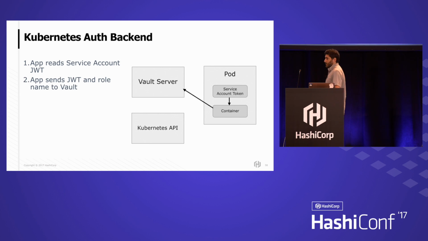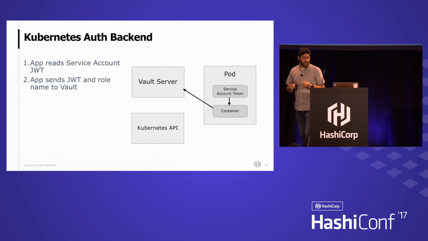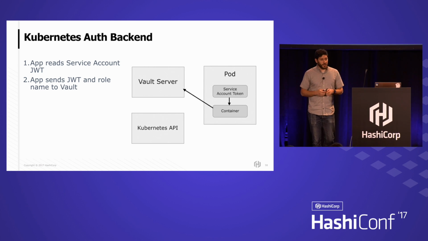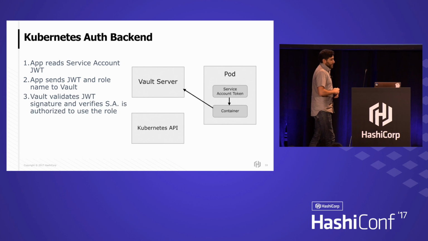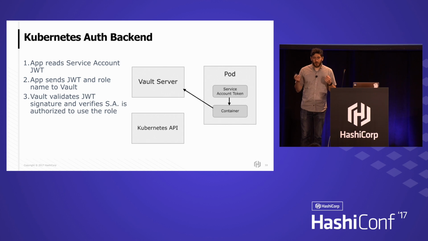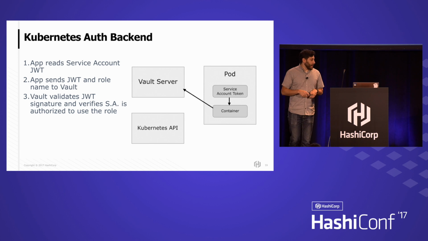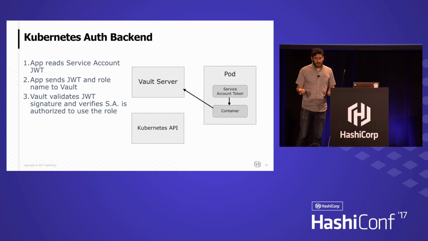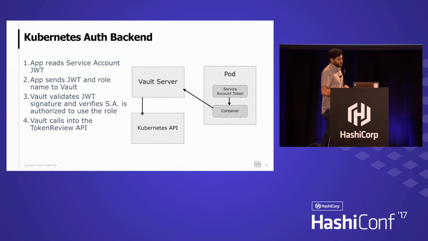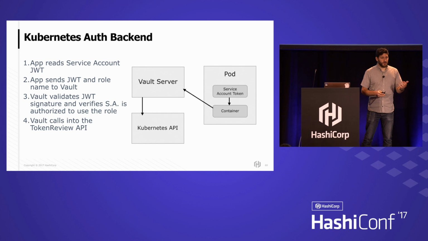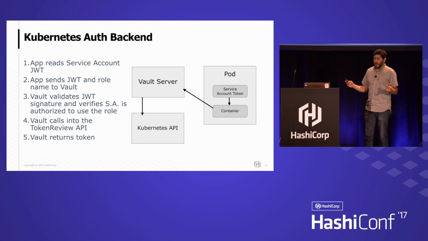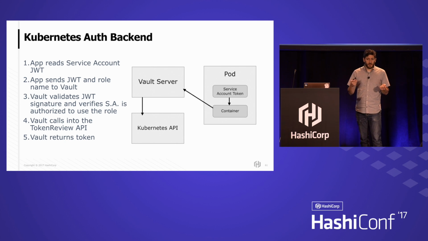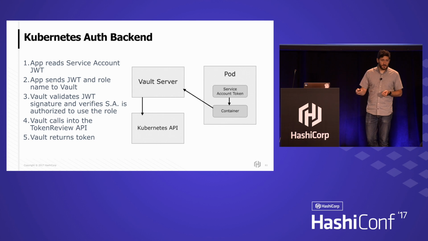And then your container will use that token and make a call into Vault's API, and it'll send up the JWT token, and it'll also send the role name that you previously configured. And Vault will validate that the JWT meets the requirements of the role, and if not, it'll reject the authentication request. And if so, it will call back into the Kubernetes API to validate that the token still exists within the system and hasn't been revoked by an external party. And if all of that succeeds, then the Vault server will return a Vault token to your application that's running in the container.